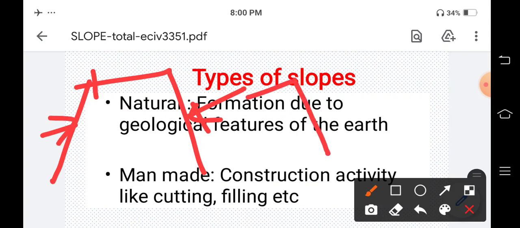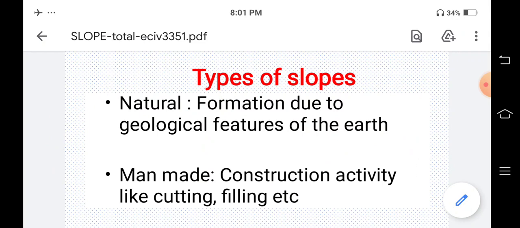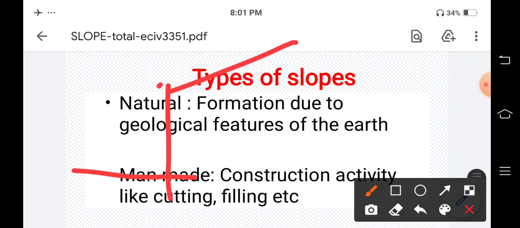The second example is a canal. The shape of the canal is a trapezoid, and this is the slope. Or we can take the cross section of a road. Suppose this is your road, and this is called the face of the cut. There is a cutting portion, and this is actually your road.